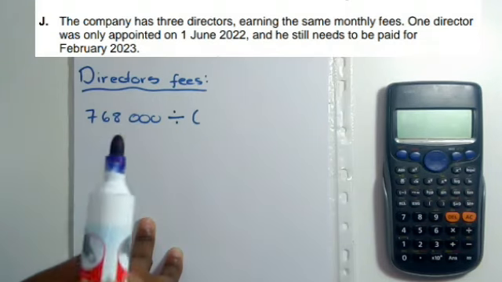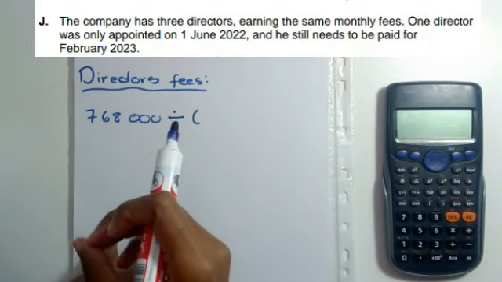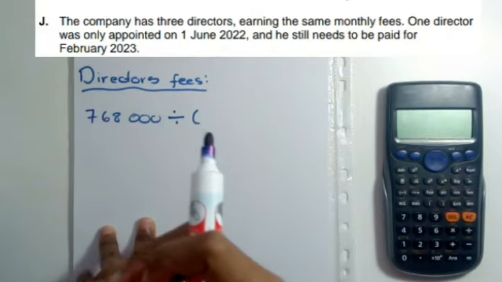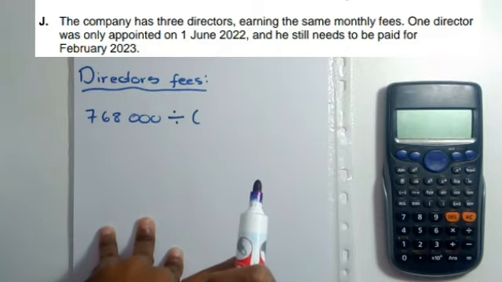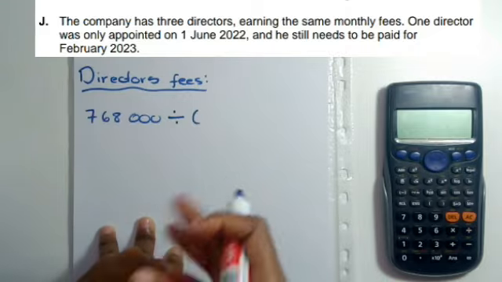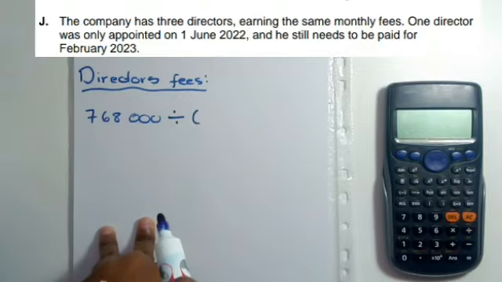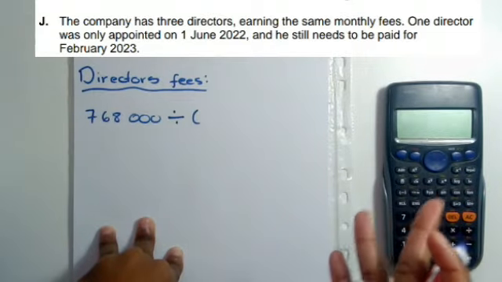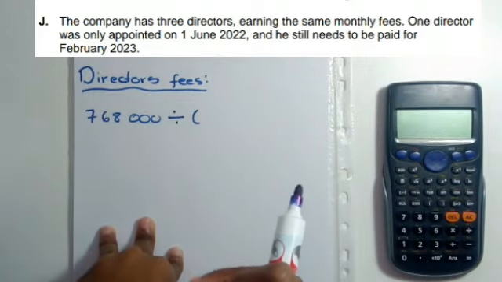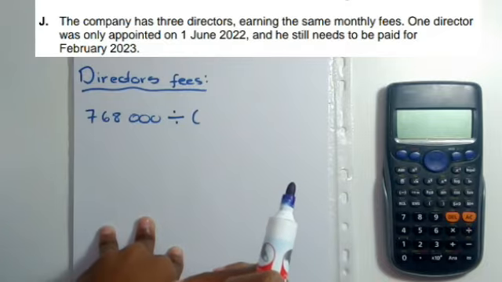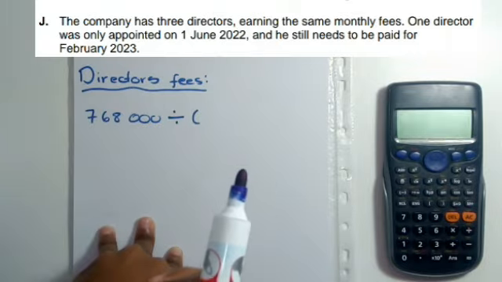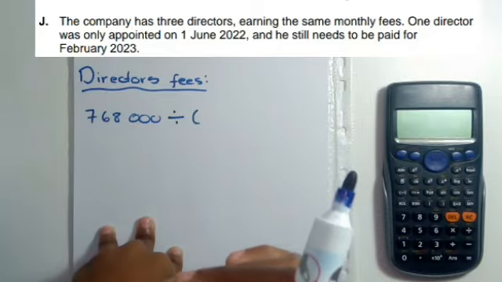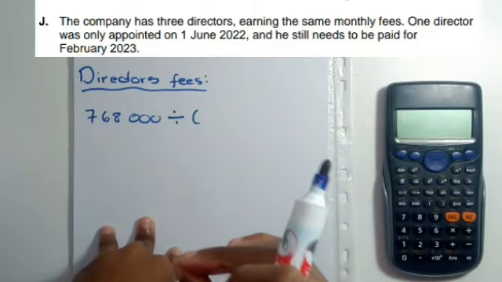The directors, even though they earn the same amount of money, were not paid for equal months. What do I mean by that? The third director was only employed in the middle of the year, so he or she does not have the full 12 months. And on top of that, not only was he employed in the middle of the year, he also did not receive his last month's pay.